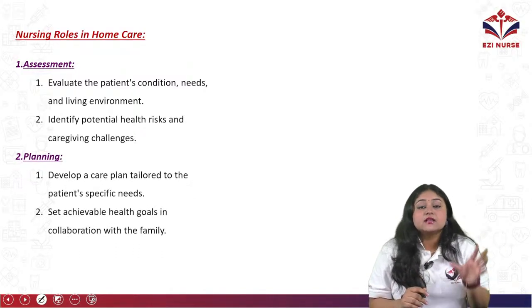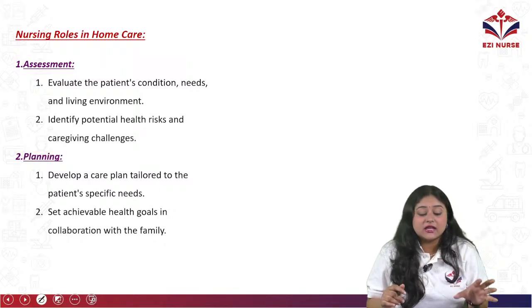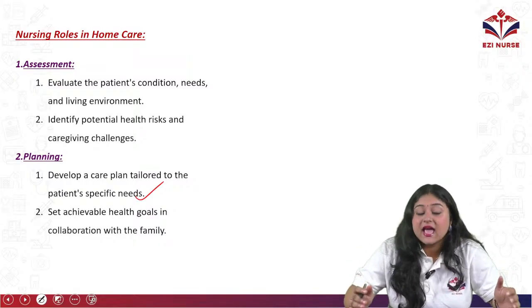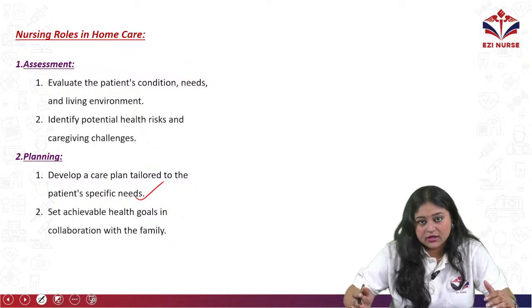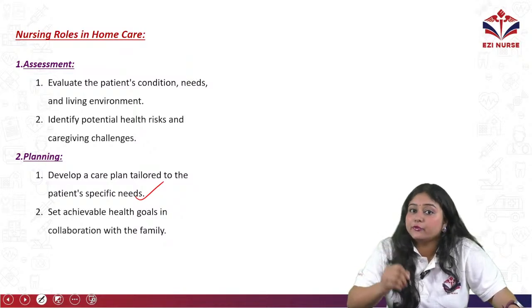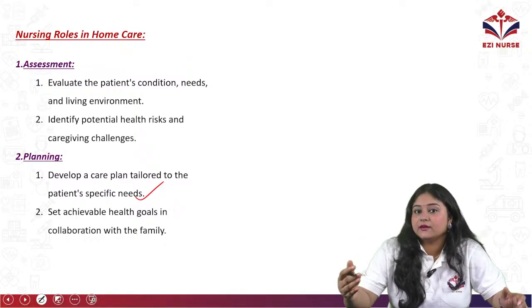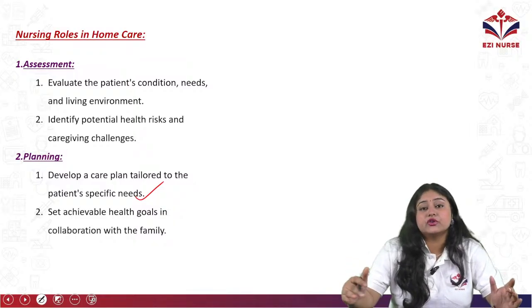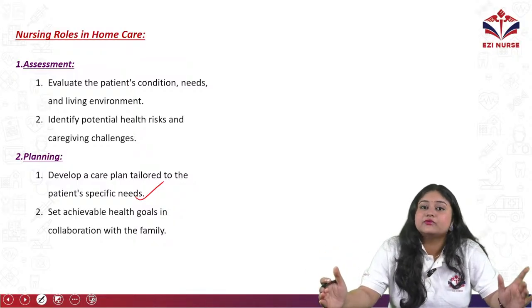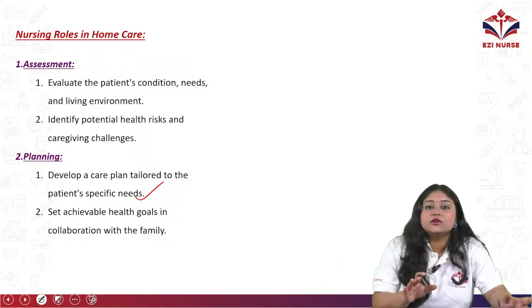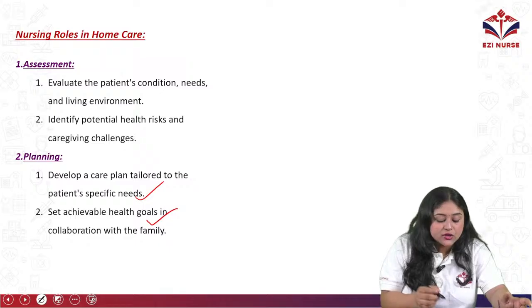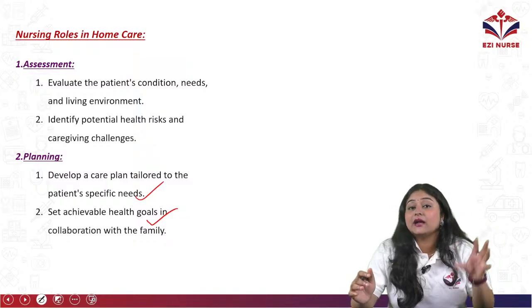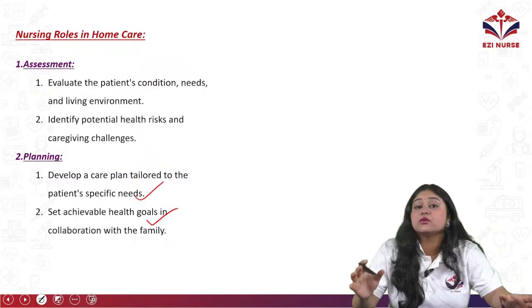Next one is the planning. We have to develop a care plan which is tailored to the patient's specific needs. Suppose one patient has diabetes and has gone for diabetic foot surgery. Based on the diabetic foot surgery, we have to plan the care, like the treatment plan, and based on that we provide the intervention. That intervention is what we implement on that particular day of caregiving. We also have to set achievable health goals collaboratively with the family, because without the family we can't achieve the goals.